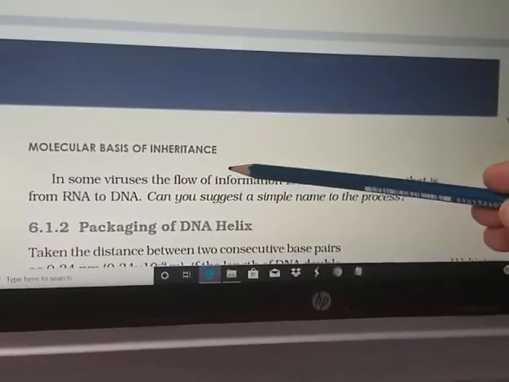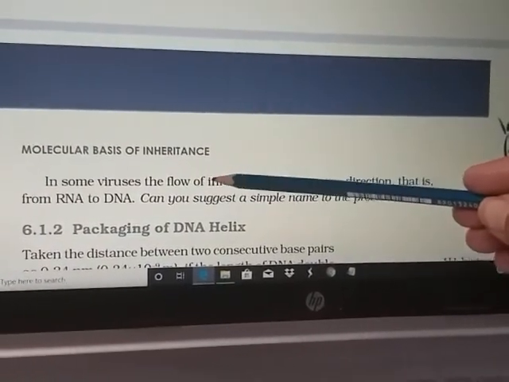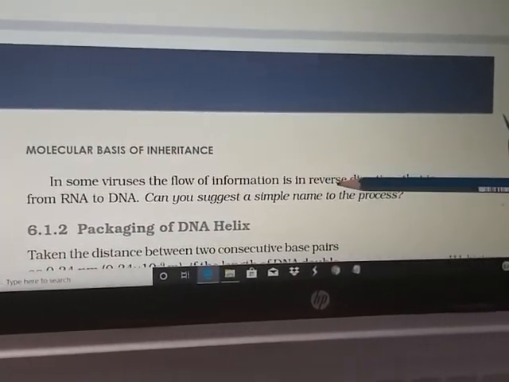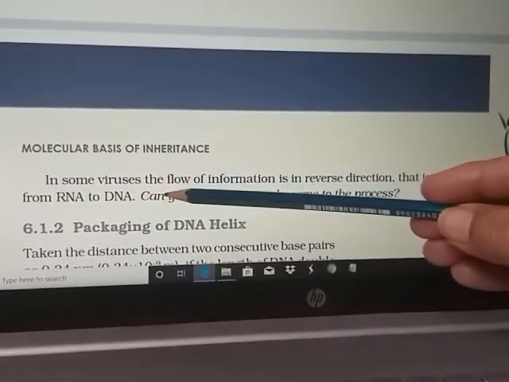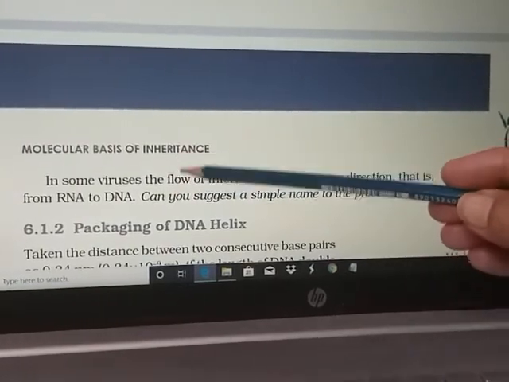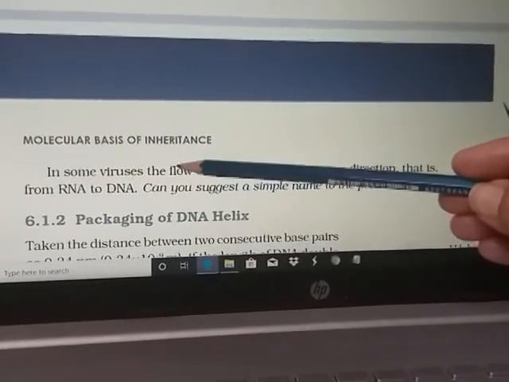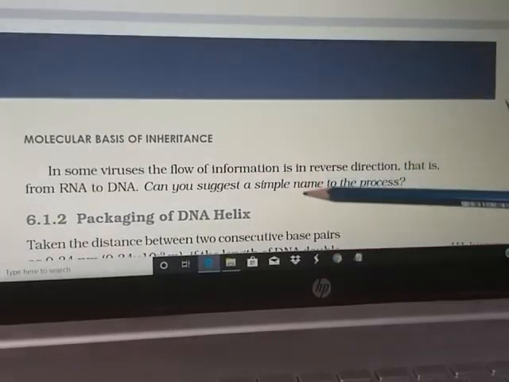Here is a separate case. In some viruses, the flow of information is in reverse direction, that is, from RNA to DNA. This belongs to reverse transcription category. We will study this later.